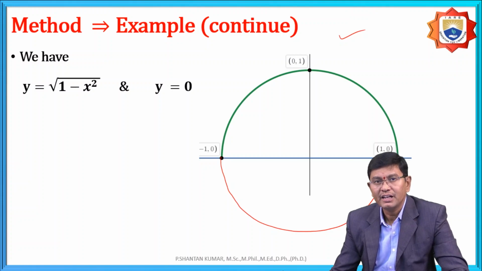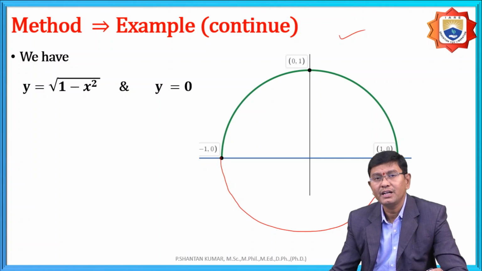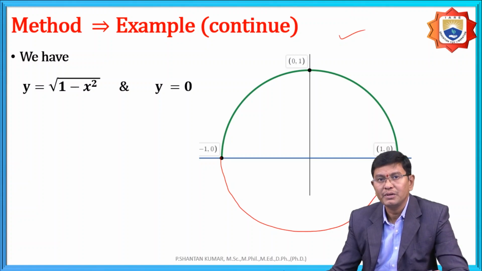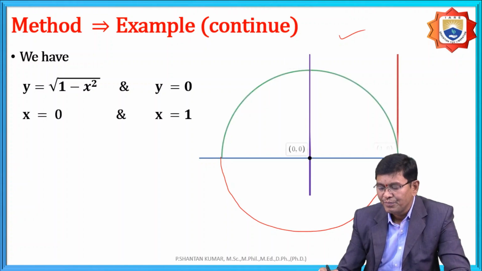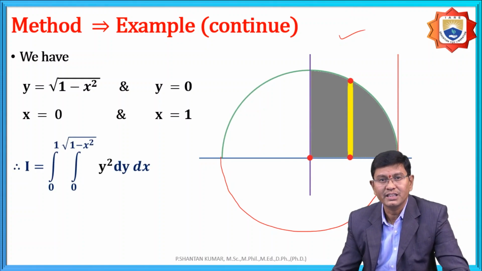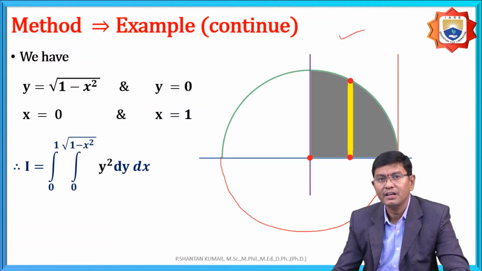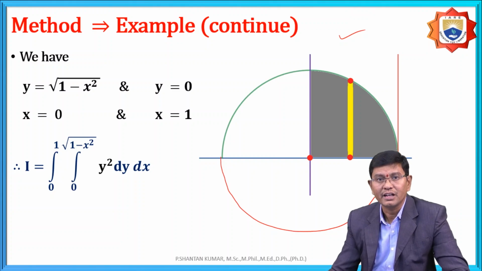But the problem is given in terms of x, that means we need to take the vertical step. But as per change of order of integration, we need to interchange, that means vertical to horizontal step. Here the given limits are a vertical step, and because of the change of order of integration procedure, we need to change it to horizontal.